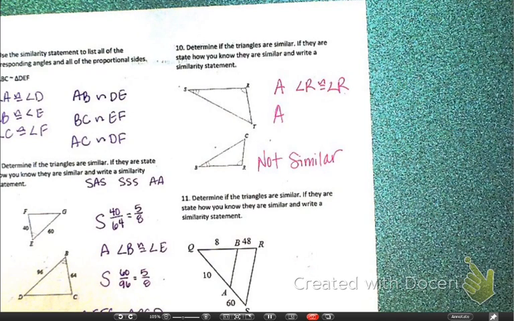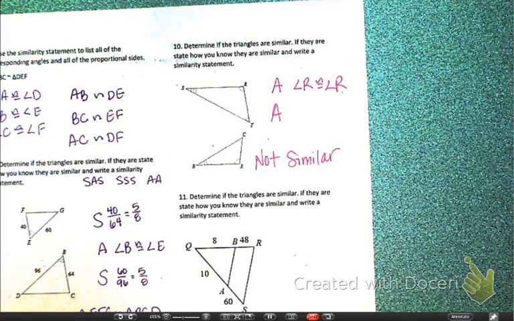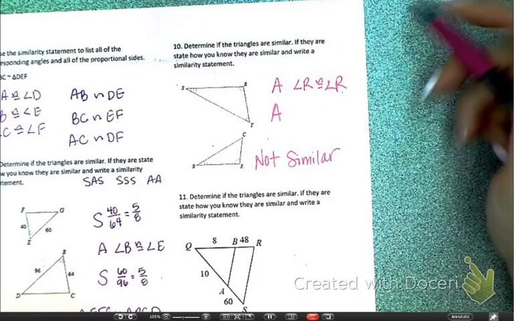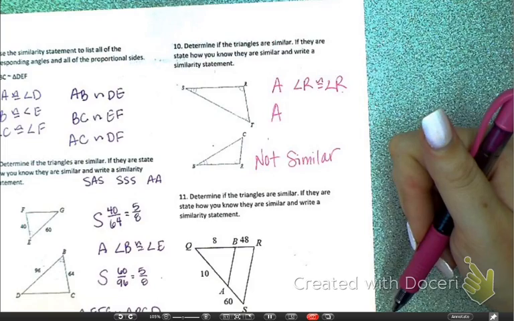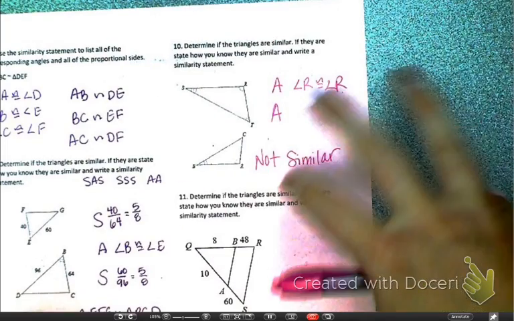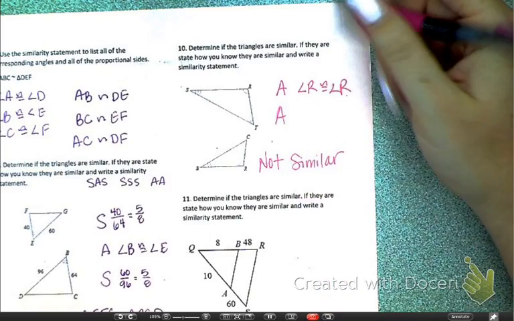It's easy to write not similar. This is telling me why it's not similar. Just like in the last unit, you have to show me, you have to prove why it's not similar. That shows me exactly why. Again, not difficult, but if you don't follow directions, you lose points, and that's going to just be crappy.